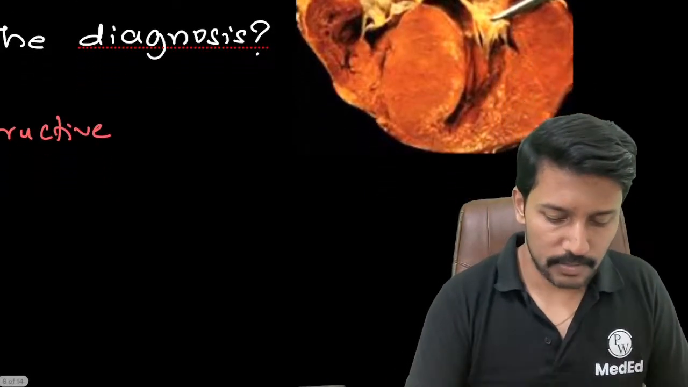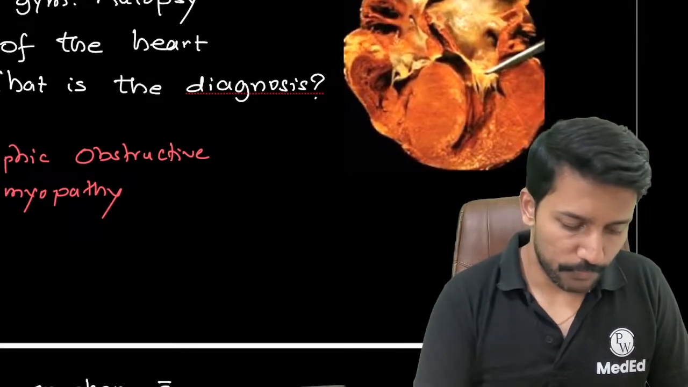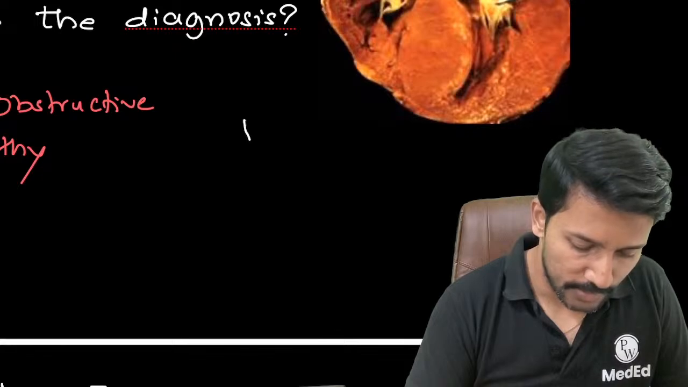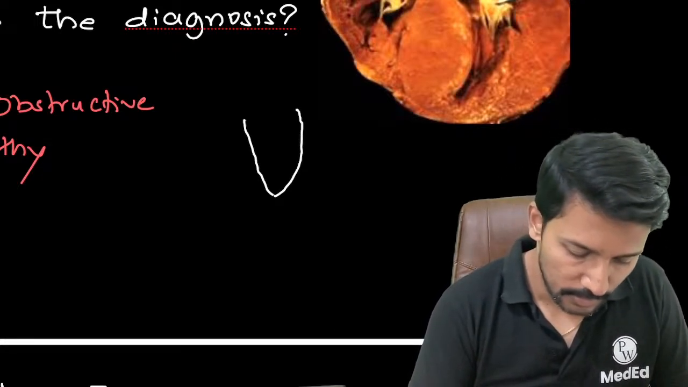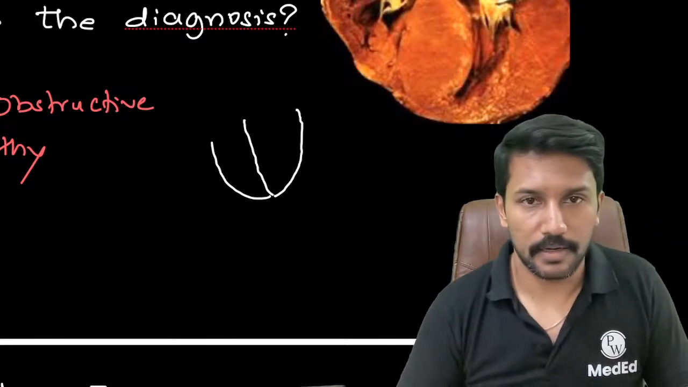Okay, so what happens when the left ventricle develops hypertrophy? It does not develop a uniform hypertrophy. Let me say this is the left ventricle. Normally the left ventricle has a conical shape, right? And this is the right ventricle.